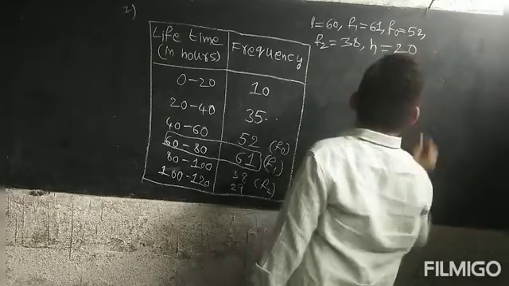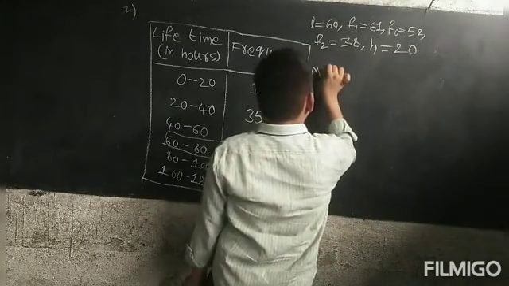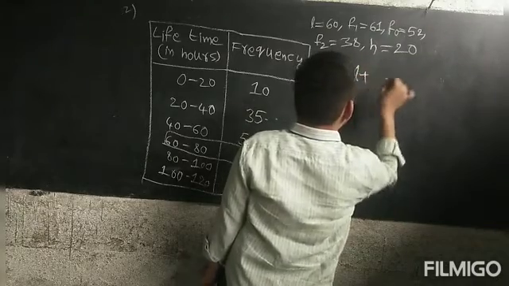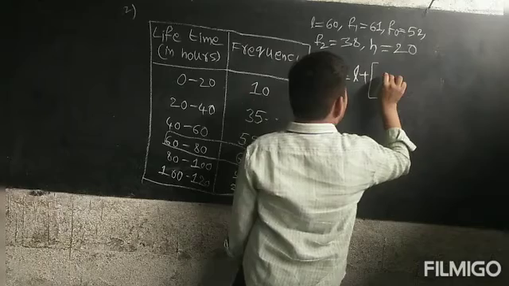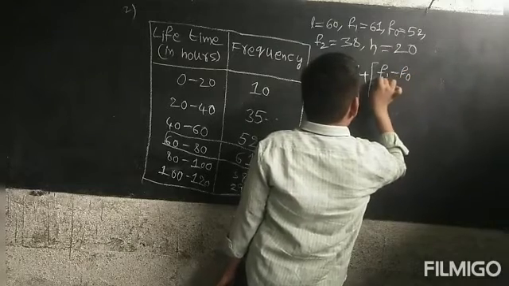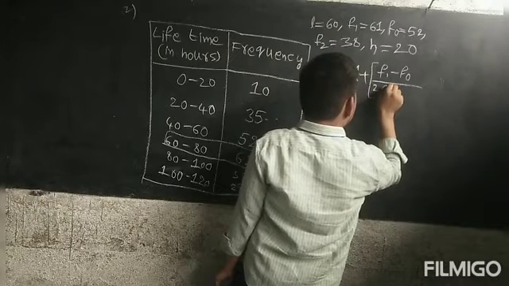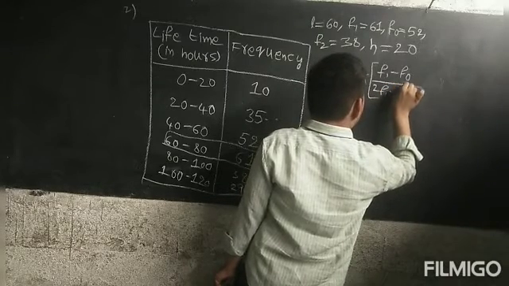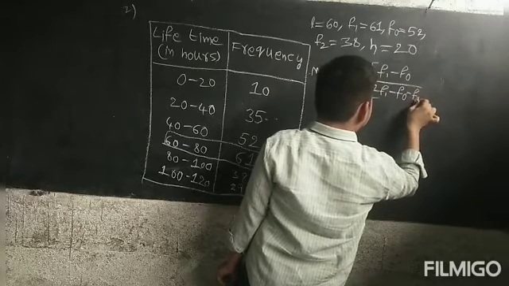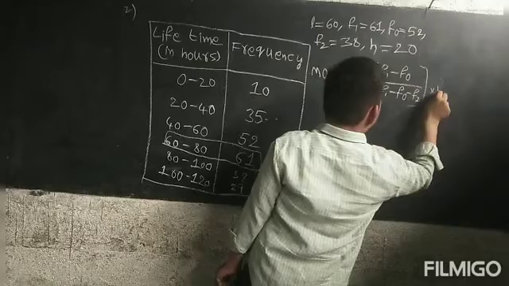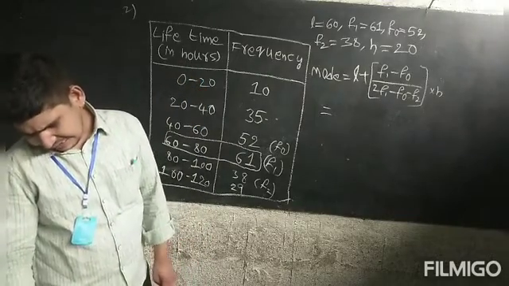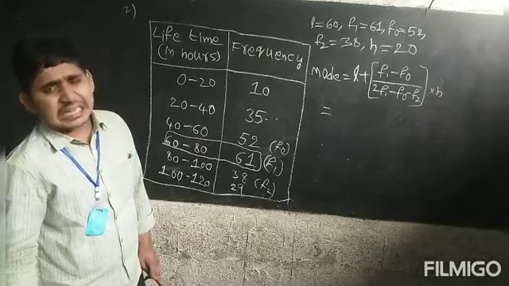Now we have to find the value of mode. Mode equal to L plus F1 minus F0 by 2F1 minus F0 minus F2, into H. This is the mode formula.